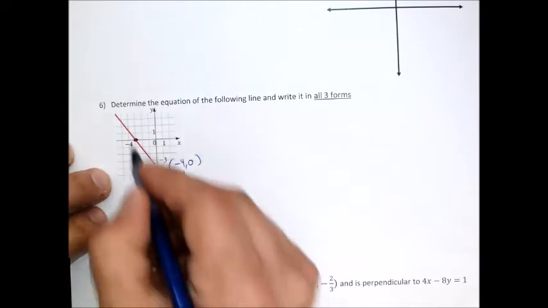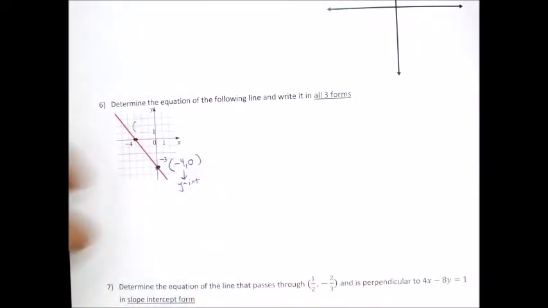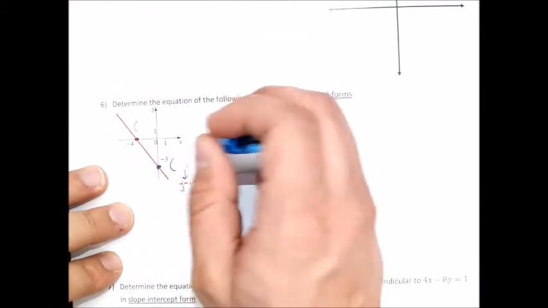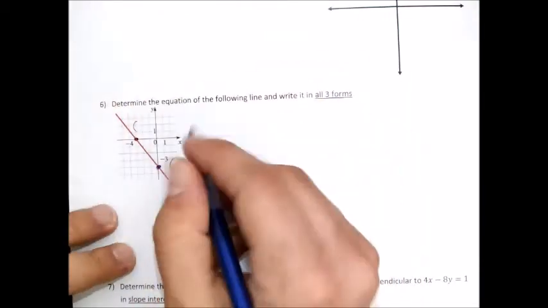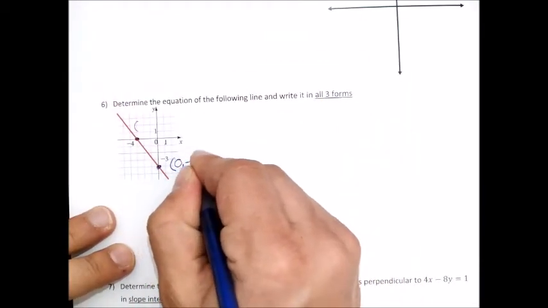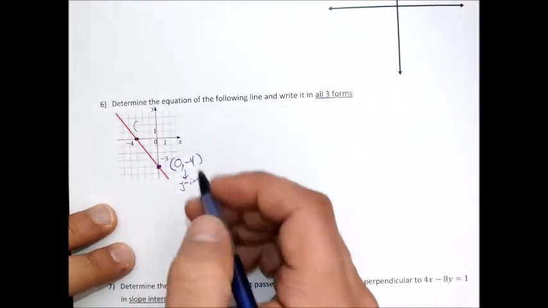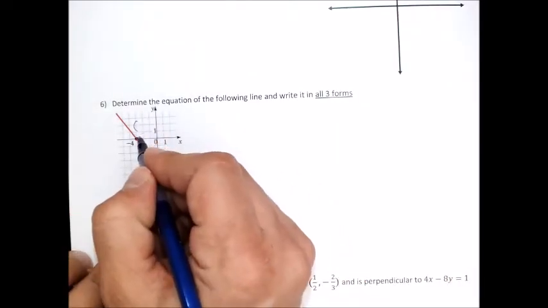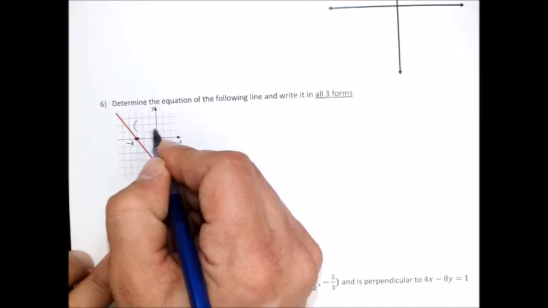And then this is the point, I'm sorry, it should be 0, -4, not -4, 0. x is 0, y is minus 4. The other one is the point minus 3, 0.